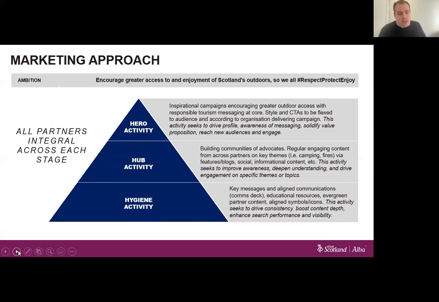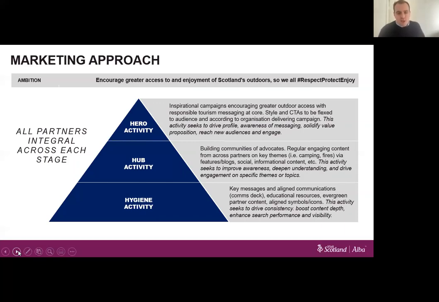And then our hygiene. Hygiene is super important. We've got a lot of activity that takes place, and we need to make sure that our key messages were aligned not only at Visit Scotland, but with all of the partners in terms of the information we were communicating when it came to waterways, when it came to litter, etc. And that was really the fruits of the team.